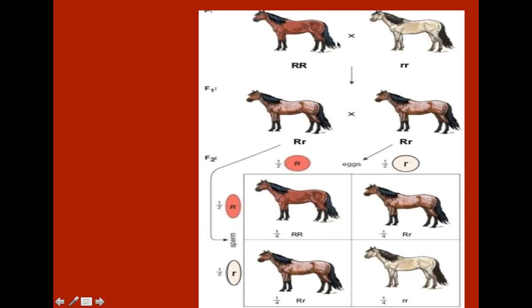The second one, I have two different colored horses, and then they mate, and then I see something that's different. This is incomplete dominance because the offspring are a combination of the genes, but they're not the same as their parent. You don't see this one as a heterozygous looking just the same as the one up top.